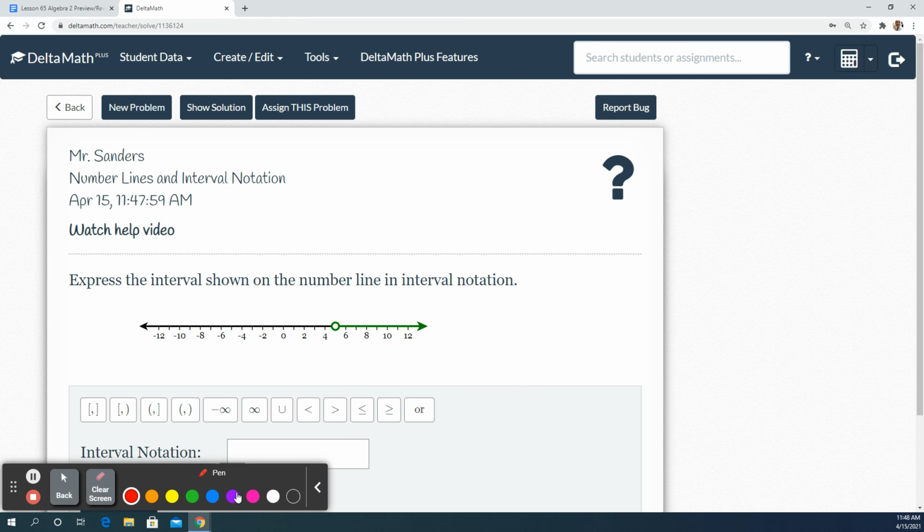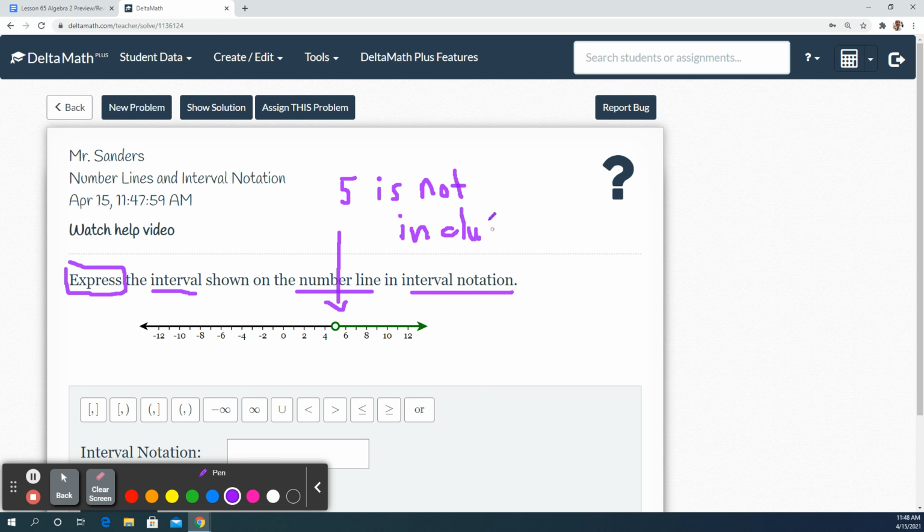All right. Let's go ahead and express the interval notation. All right. The interval shown on the number line in interval notation. All right, interval notation. So notice what we have here. We have an open circle, open at 5. So 5 is included or not included? Not included. Do you remember what symbol we would represent with a not included? That's it. And then we have the infinity going off to here into positive infinity.